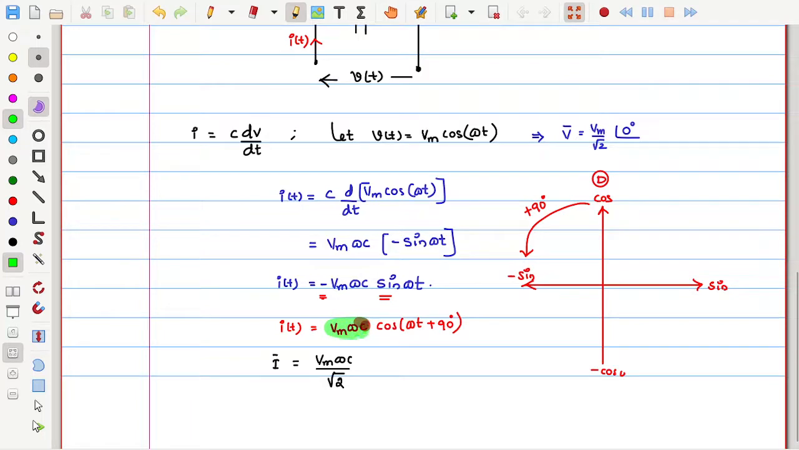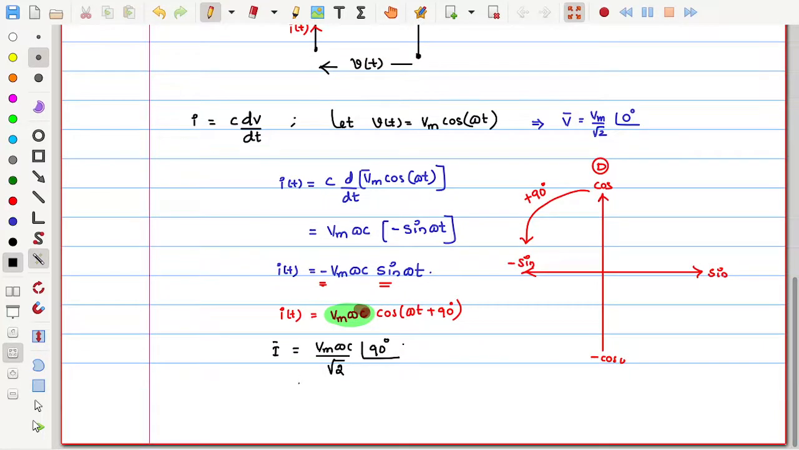Always, whatever the coefficient of the sine or cosine, that divided by root 2 will give the RMS value for a sinusoidal function. Now, you can make this interesting like this. So, Vm by root 2 into omega C at an angle of 90 degrees.